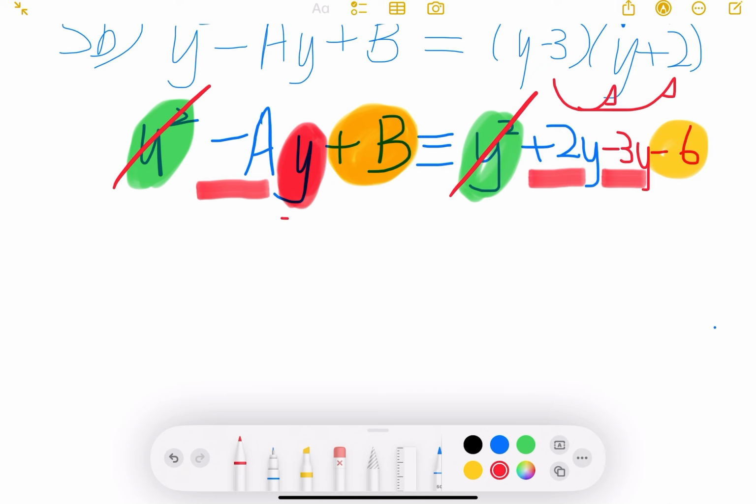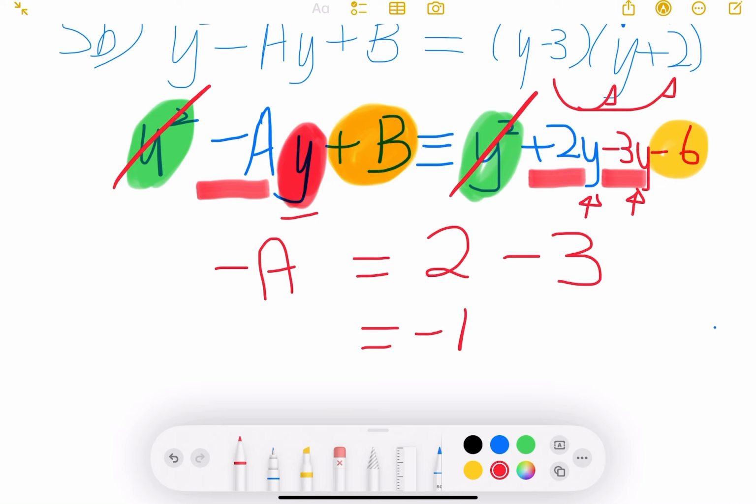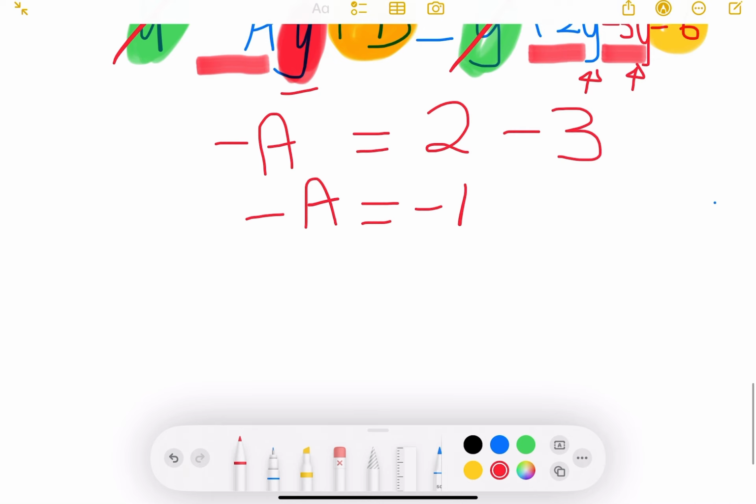And now the y's. On the left hand side we have negative a, and on the right hand side we have positive 2 and then minus 3. 2 minus 3 is negative 1, so negative a. Now both of them have a negative sign, right? So if you don't need it, take it out from both of them. So a equals 1.